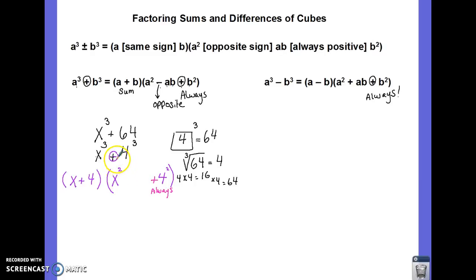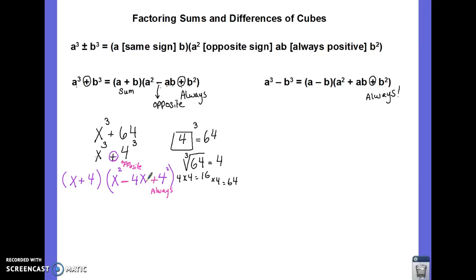This sign is the opposite of my original sign. It's the opposite of the original sign. So since this is a plus, my new sign is a negative or a minus. Then you multiply your first base times your second base. ab, right? So your first base times your second base, or x, no powers.